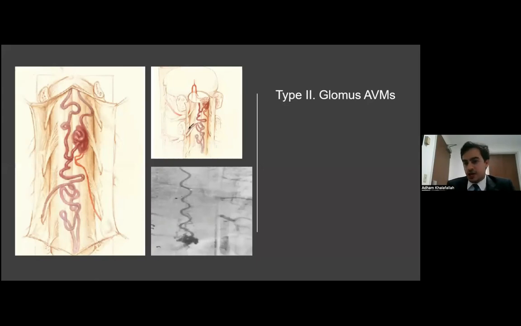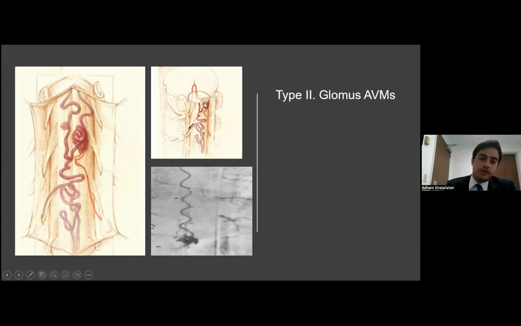Moving on to the next type of vascular malformations, which is the glomus AVMs. Glomus AVMs are also given multiple different names. You can see here there's a compact nidus of vessels, and those vessels, as you can see here, are intramedullary at this point.